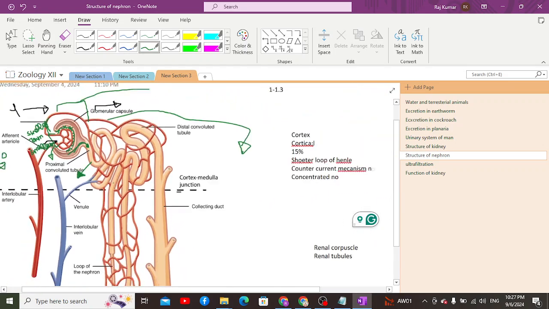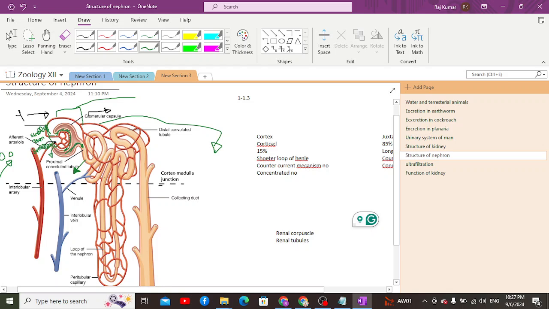The PCT goes down in the medullary region and extends to form a long loop. That loop is known as the loop of Henle. The loop of Henle is divided into two parts: the descending loop of Henle, which goes downwards, and the ascending loop of Henle, which goes upwards. The descending loop of Henle is a bit thinner, and the ascending loop is a bit thicker.